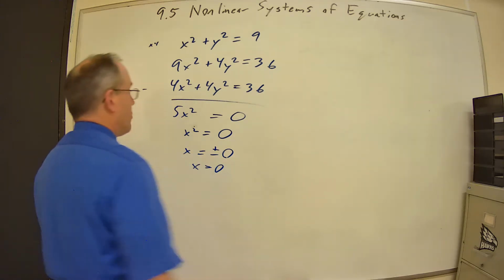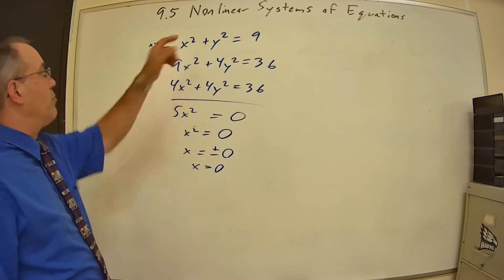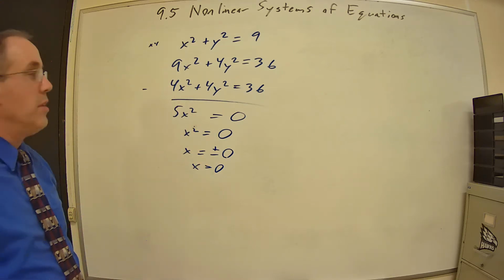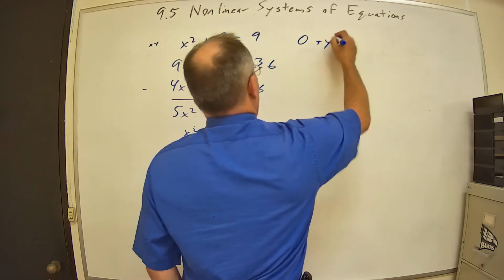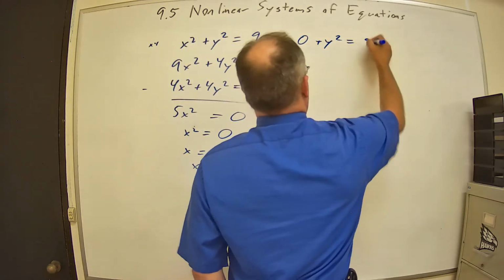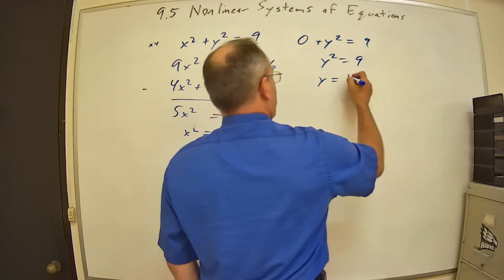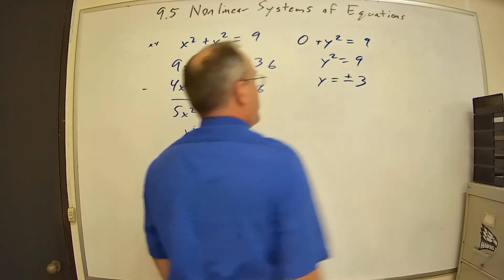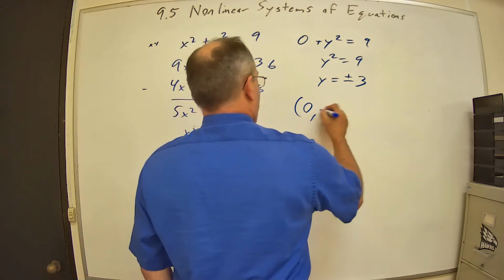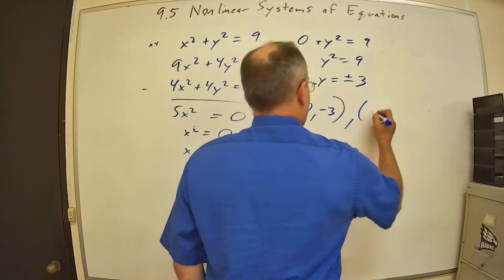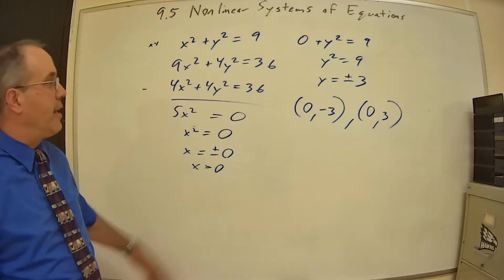X equal to 0. So now that I have x equal to 0, I can plug that into the original equation. So I have 0 plus y squared is equal to 9, y squared is equal to 9, or y is equal to plus or minus 3. So we have 0, negative 3, and 0, positive 3. Again, two solutions.